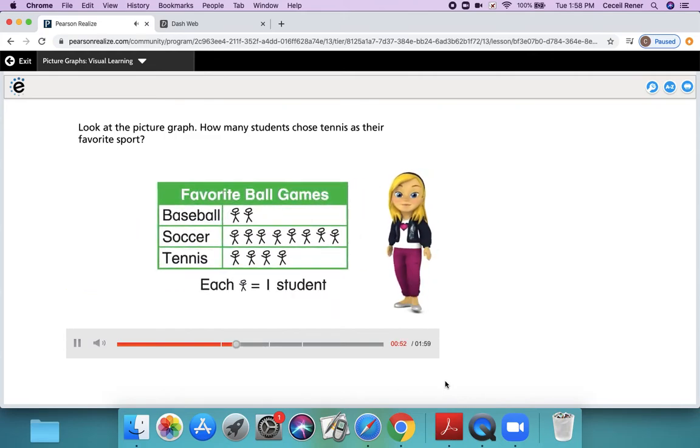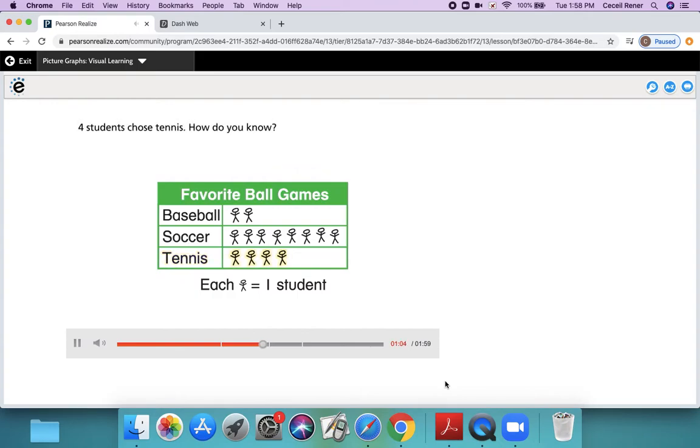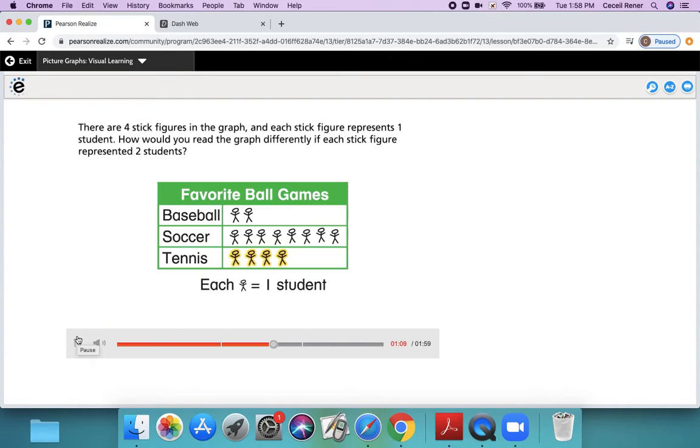Look at the picture graph. 8 students chose soccer. How many students chose tennis as their favorite sport? 4 students chose tennis. How do you know? How did we know that? Well, we looked in the tally chart and there were 4 tally marks in tennis. So we used one stick figure for each tally mark. There are 4 stick figures in the graph, and each stick figure represents one student.